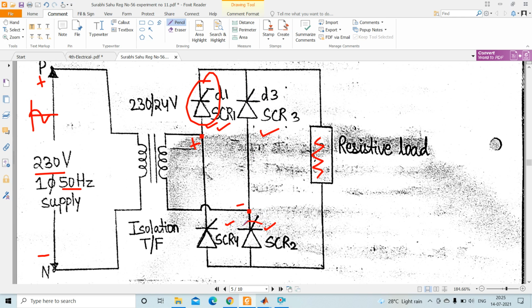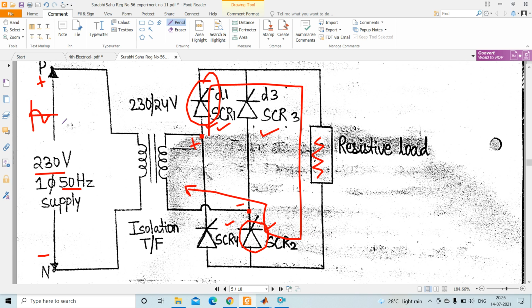That means at the same time thyristor 1 and thyristor 2 are forward biased, and when we give a gate pulse to thyristor 1 and thyristor 2, current will flow in this path like this. This is the path for the positive half cycle.